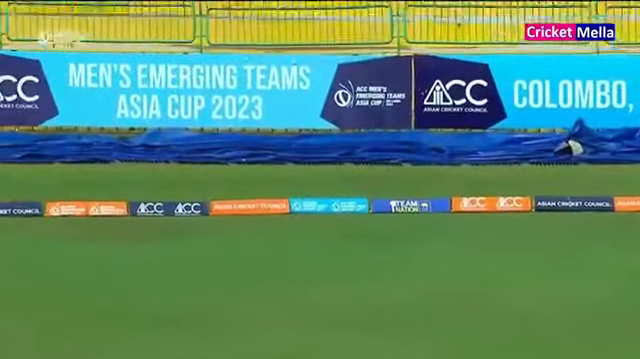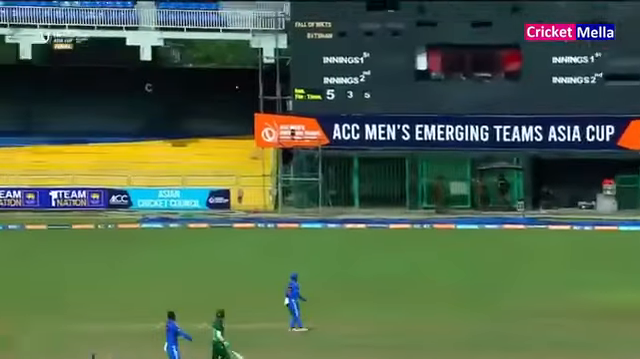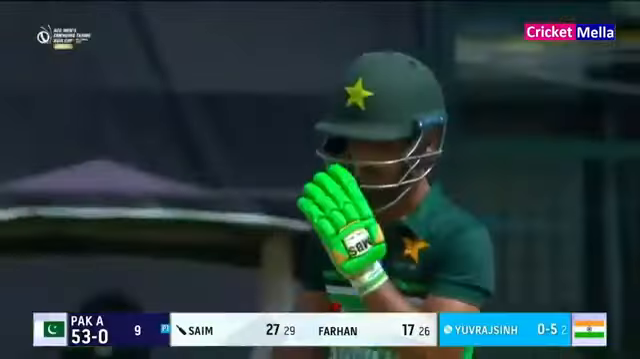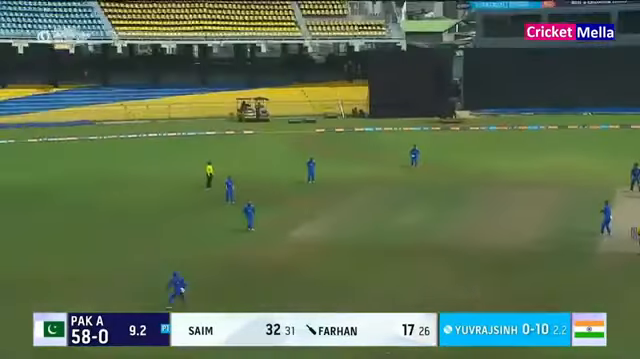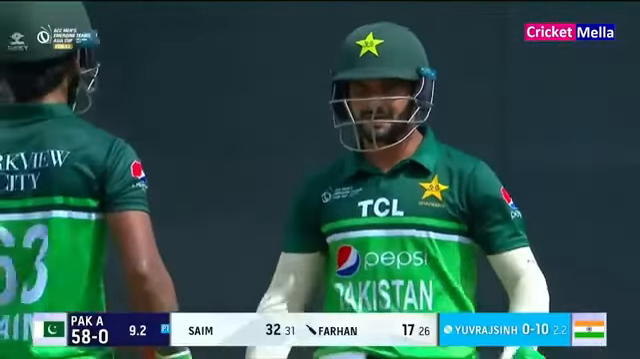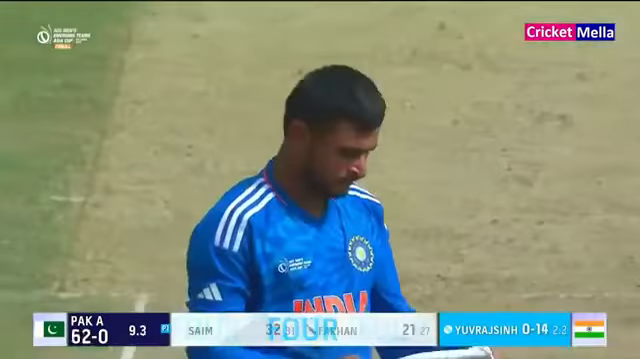Hammered away. That'll be a boundary. 1 bounce into the fence. Good hit this from Saim Ayub. Saim Ayub has looked really good. This time is the turn of the right-hander. He goes over the infield. He picks up a boundary as well. They're trying to match each other here.